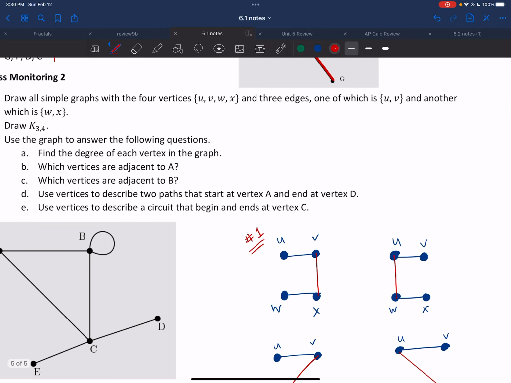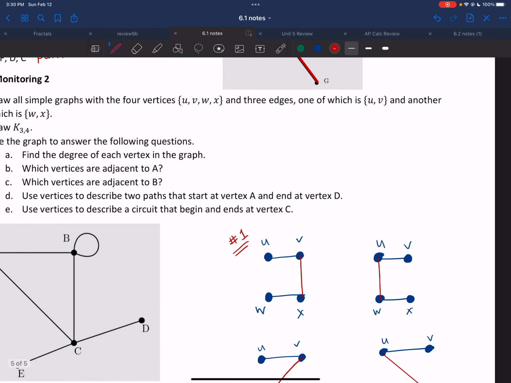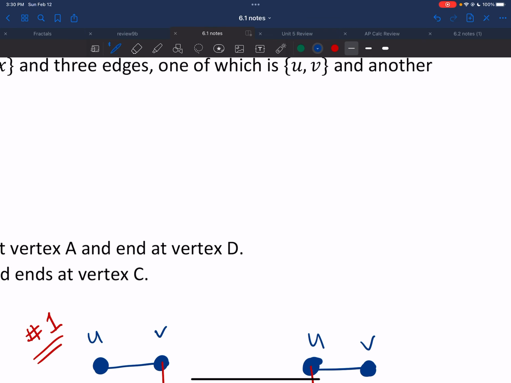Number 2, draw a K3-4 graph. K3. Okay, and then I would take this to all of those, and I would take this to all of those, and then I would take this to all of those.